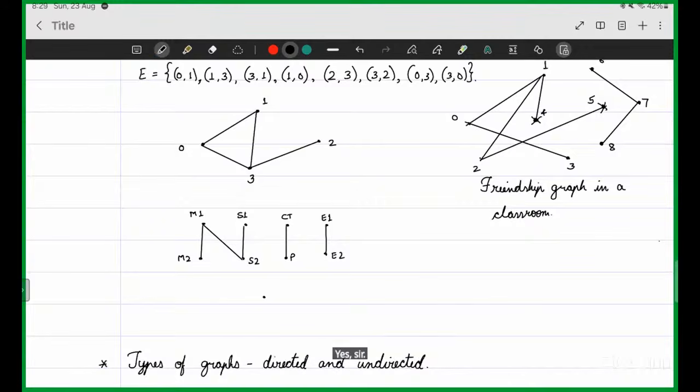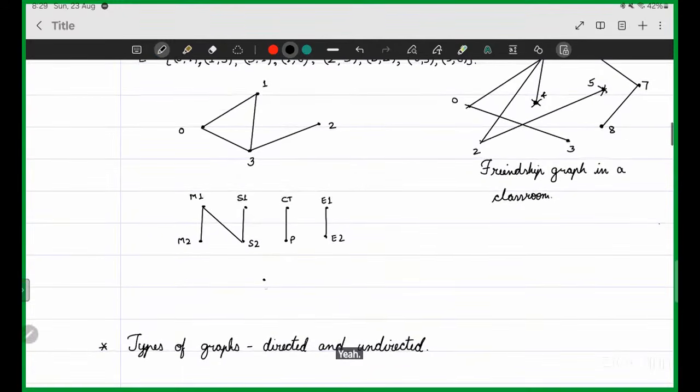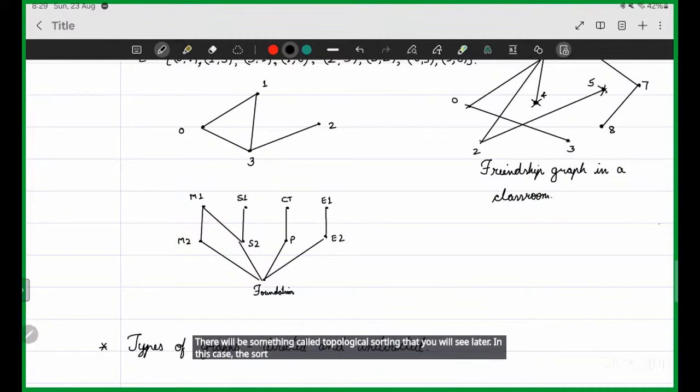Now this is also a graph. So this is your, let's say, clearing of foundation level, right? To clear foundation, you do need all four, right? This is also a graph, and there will be something called topological sorting that you will see later. In this case, the sorting is very simple because there are very few dependencies. Actually, let's not do this foundation thing. Let's just list out the foundation courses and then draw arrows.